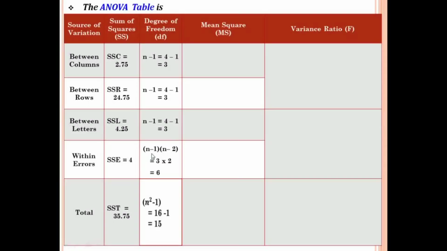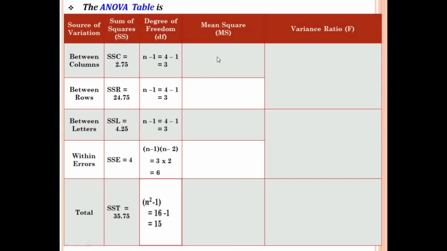Within errors, what is the formula for degree of freedom? n minus 1 into n minus 2, we get 6. Next, adding these 4 values, we get n square minus 1. N value is 4, 4 square is 16. 16 minus 1 equal to 15.